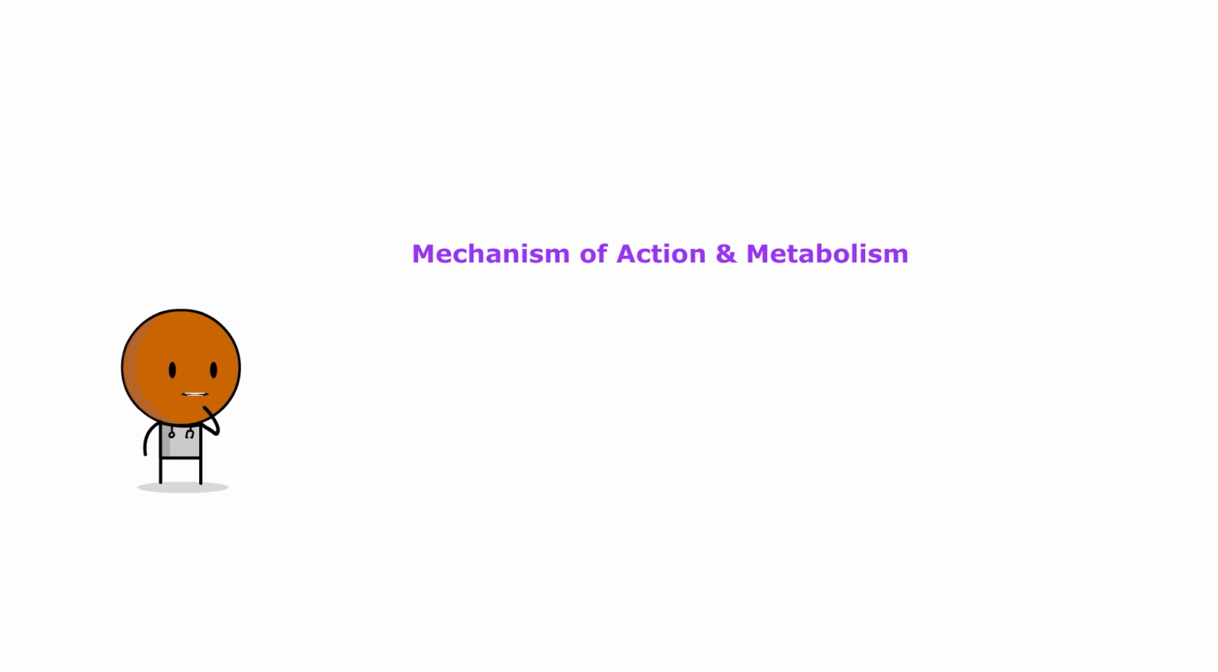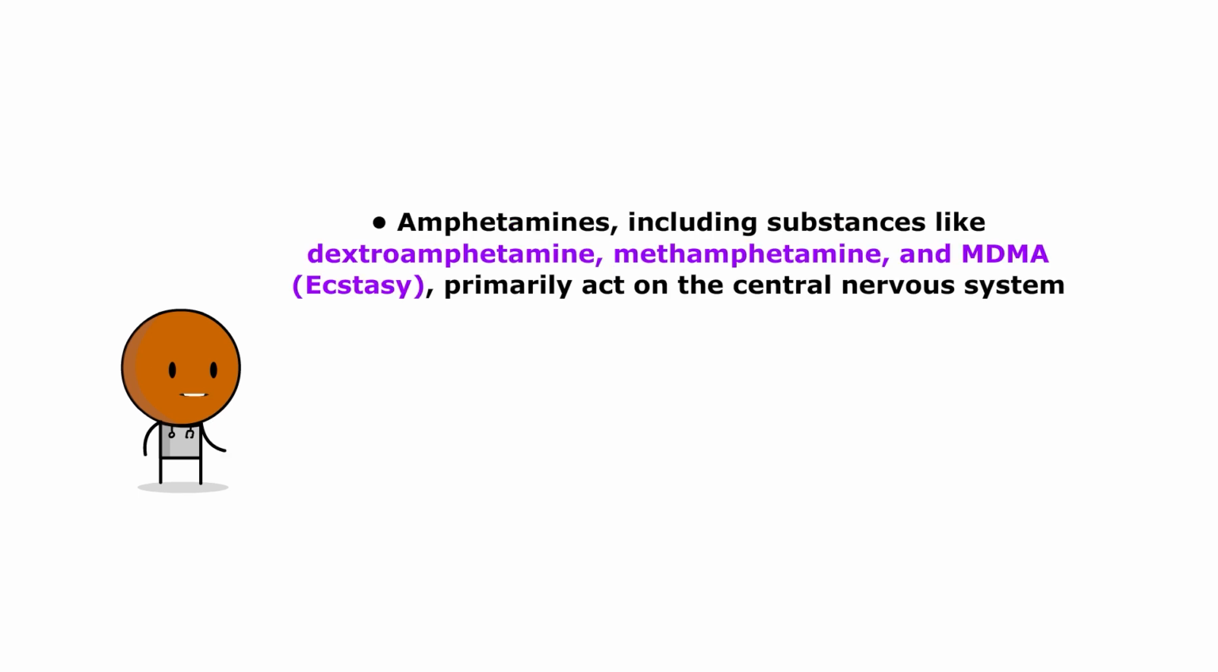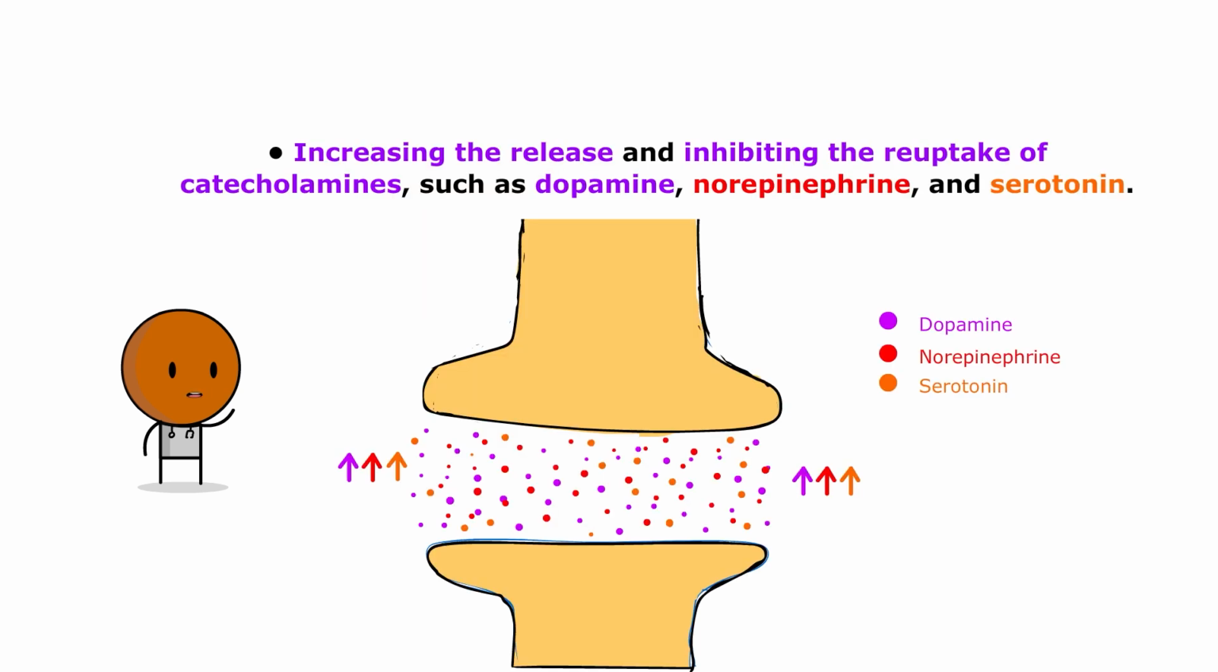Regarding the mechanism of action, amphetamines, including substances like dextroamphetamine, methamphetamine, and MDMA or ecstasy, primarily act on the central nervous system by increasing the release and inhibiting the reuptake of catecholamines, such as dopamine, norepinephrine, and serotonin. Here's a closer look at their action.